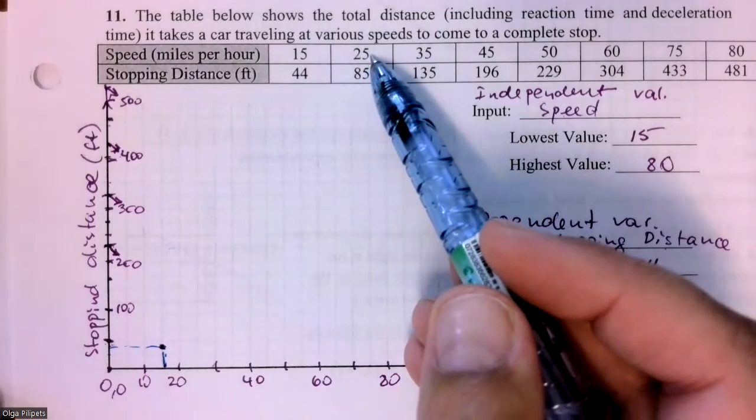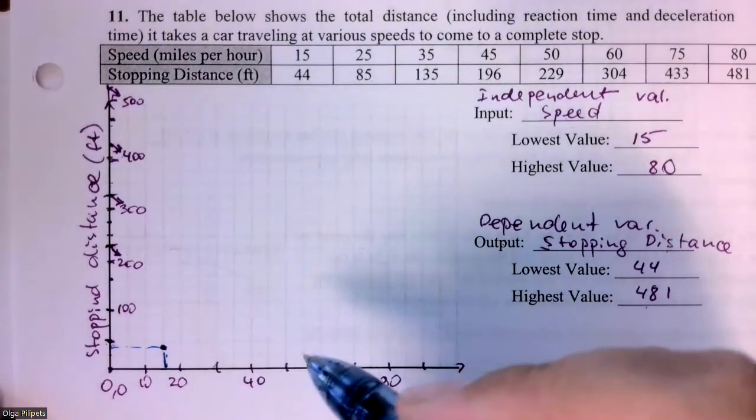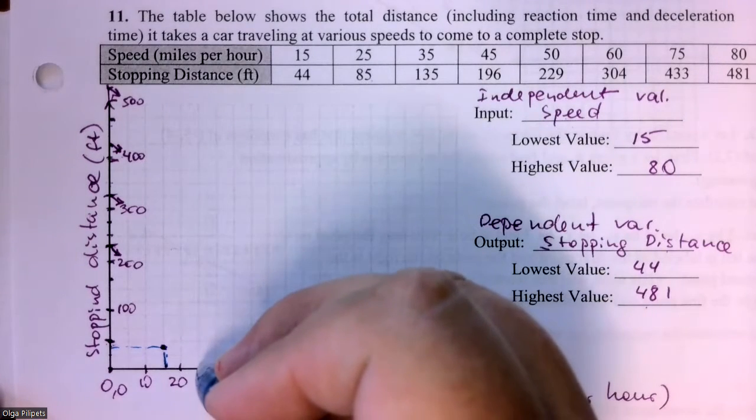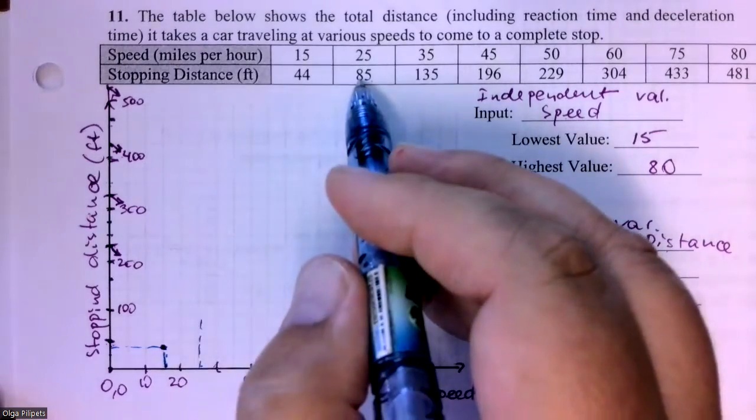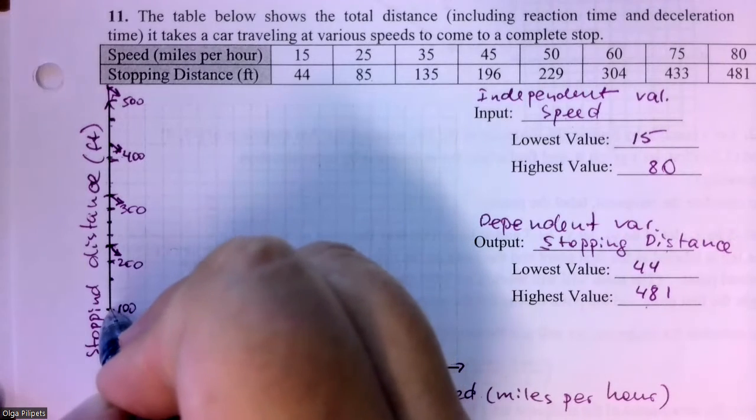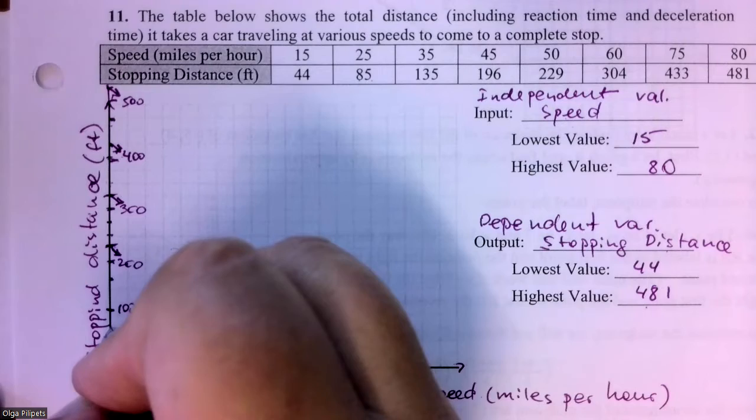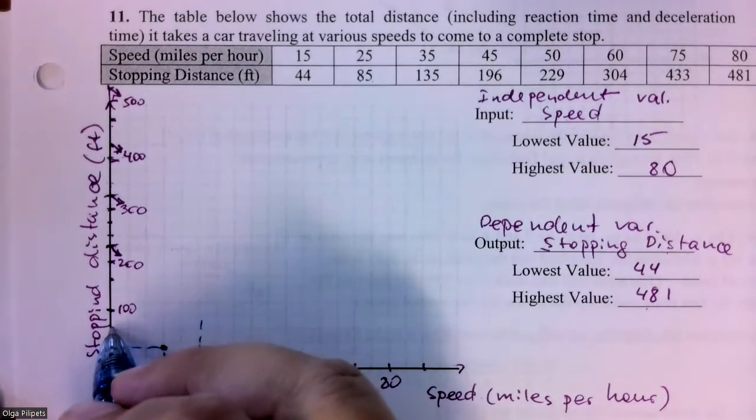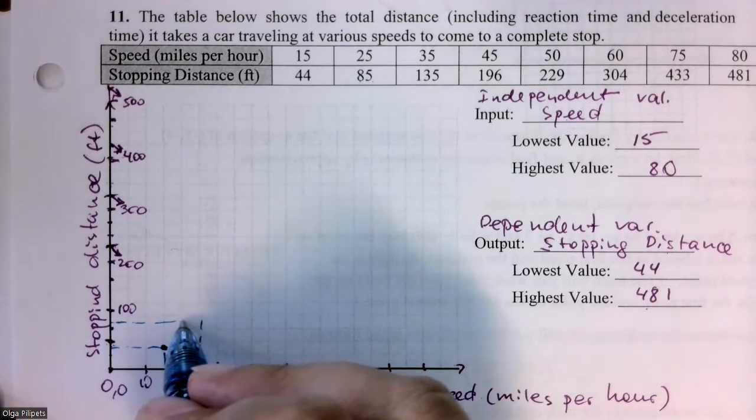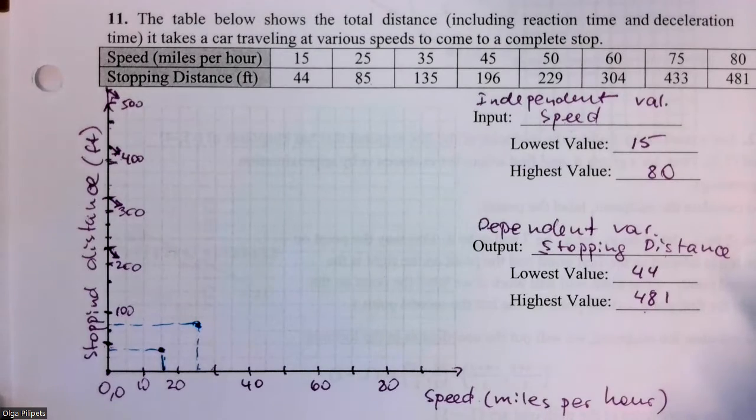Our second point is 25 and 85. Well, 25 is easily identified. Again, this is 30, this is 25. For 85, this is 100, this is 50, this is 75. So 85 is going to be about here, approximately. I'm eyeballing it, okay? So that's my next point.